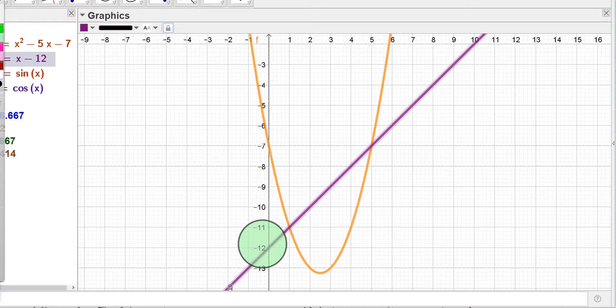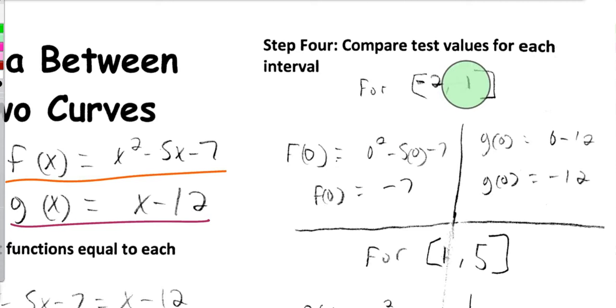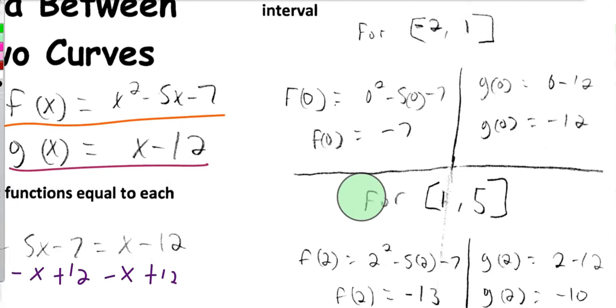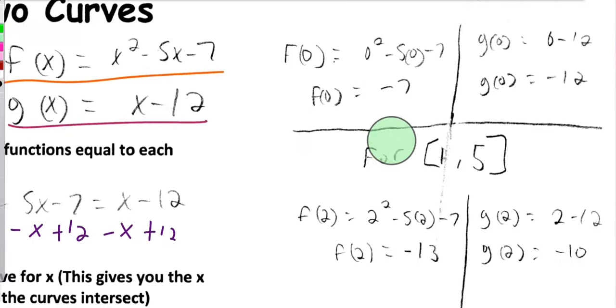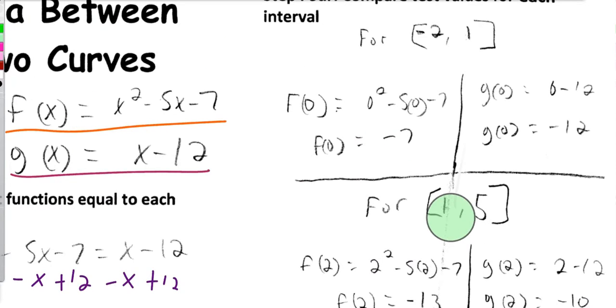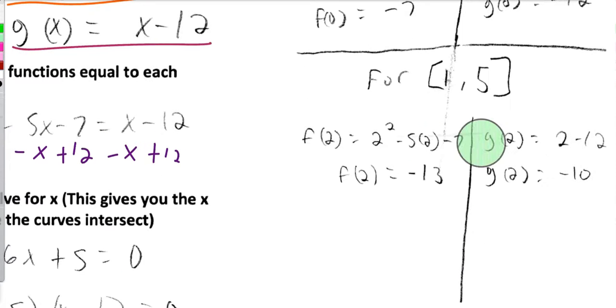Well, we know that they only cross at these two places. So if I plug in a test value between -2 and 1, whatever I get back for each of these will tell me which one is bigger. So I can plug in 0 between -2 and 1. I get -7 for f, and I get -12 for g. That means that f is bigger than g on that interval. Okay, and if I plug in a test value between 1 and 5, say 2, I see that g of x equals -10.